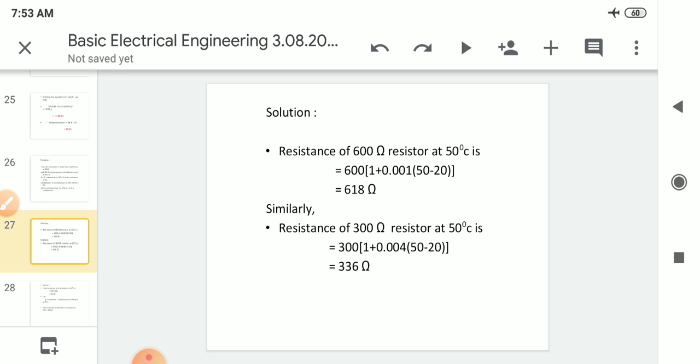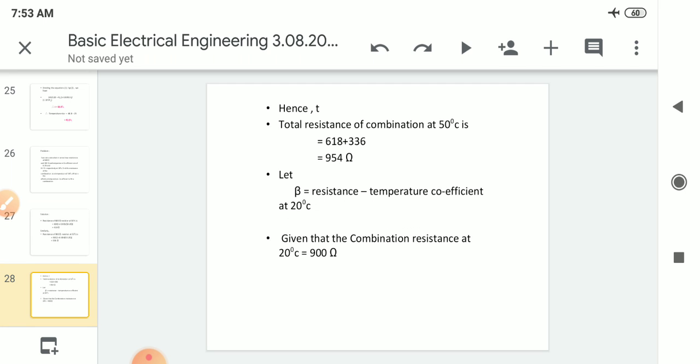Okay, we are getting the equation. This is the first equation, like that, resistance of 300 ohms at 50 degrees centigrade. We are getting the next equation. Total resistance of this combination at 50 degrees centigrade is, add these two.